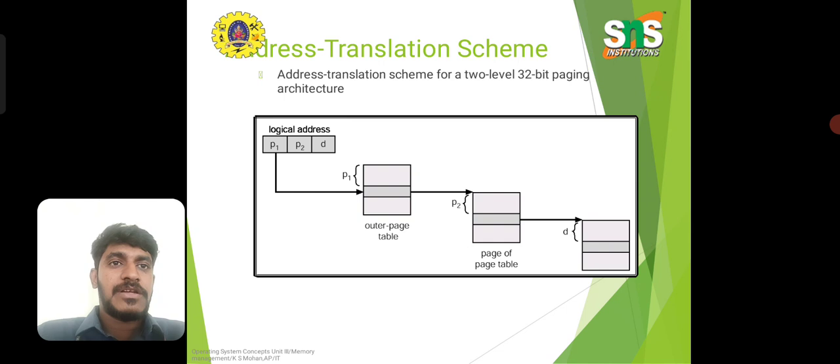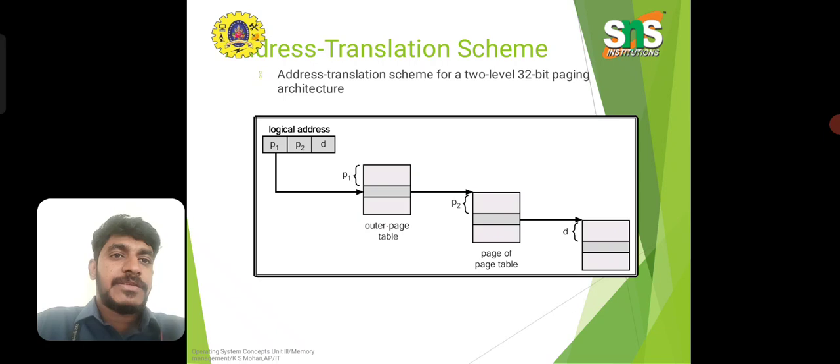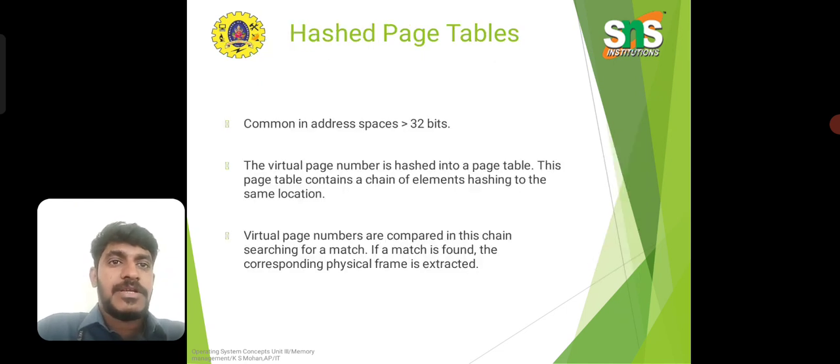Next, the address translation scheme. In this address translation scheme, we have the outer page table and the page of the page table. With p1 and p2, we have the address translation scheme for a two-level 32-bit paging architecture. Then the hashed page table, with a common address space of 32 bits and other things. In this video, we have discussed virtual page numbers, paging, and how page tables are implemented in operating system concepts. We have understood a few basic things about page table implementation in this lecture video.